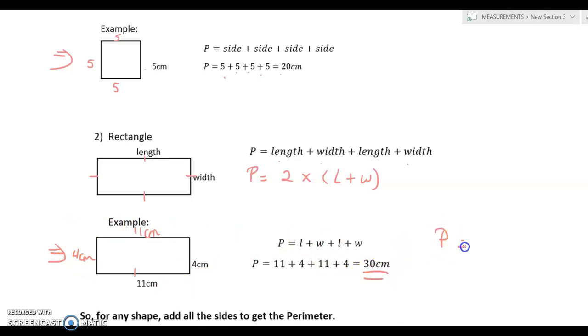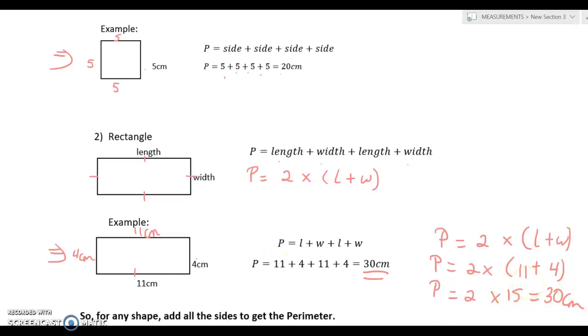If you wanted to use this other formula I showed you here, 2 times the length plus the width, the length is 11 plus the width 4. So the perimeter is equal to 2 times 11 plus 4, which is 15, which will give you the 30 cm, right? Very simple. All these things you would have met already.